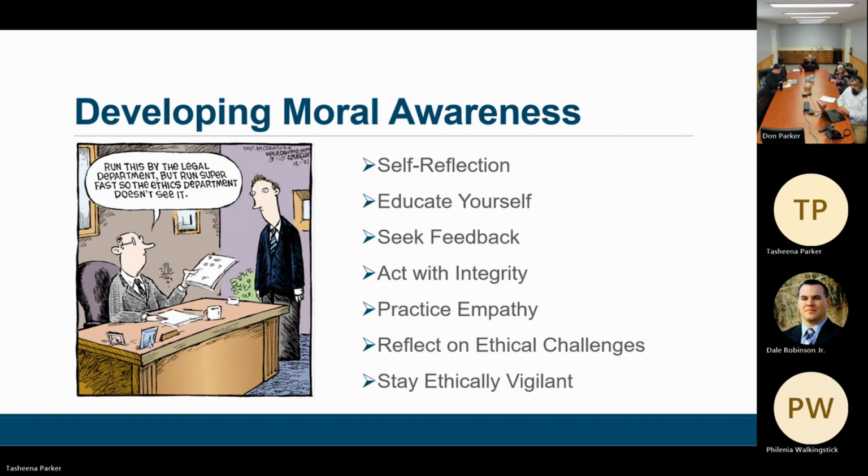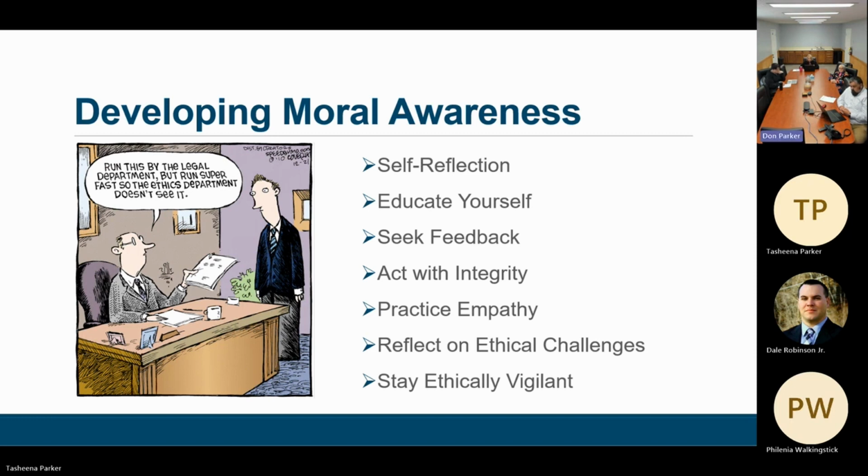4, act with integrity. Always act ethically, even when it's hard, to maintain your values and be a role model for ethical behavior. By consistently acting with integrity and aligning your actions with your values, you can develop a heightened sense of moral awareness. 5, practice empathy. Put yourself in other people's shoes. Consider their thoughts, feelings, and experiences, and how your actions may impact them. By showing empathy, you can better understand how your actions affect others and make more ethical choices.